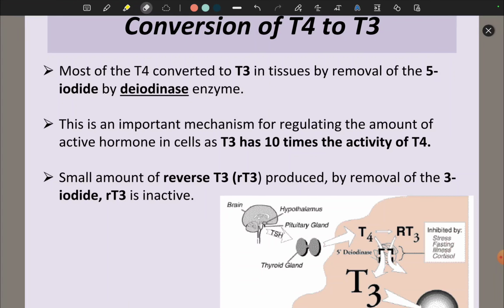The total hormone increases. That's why the free is important.